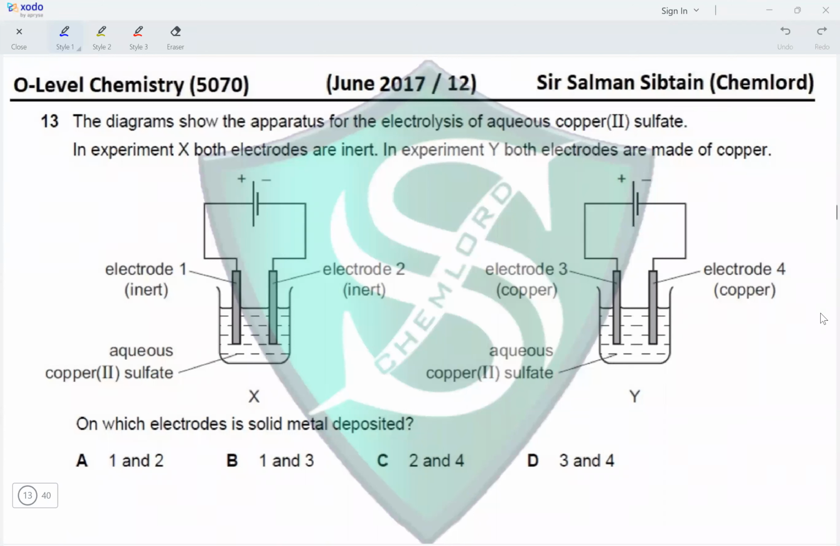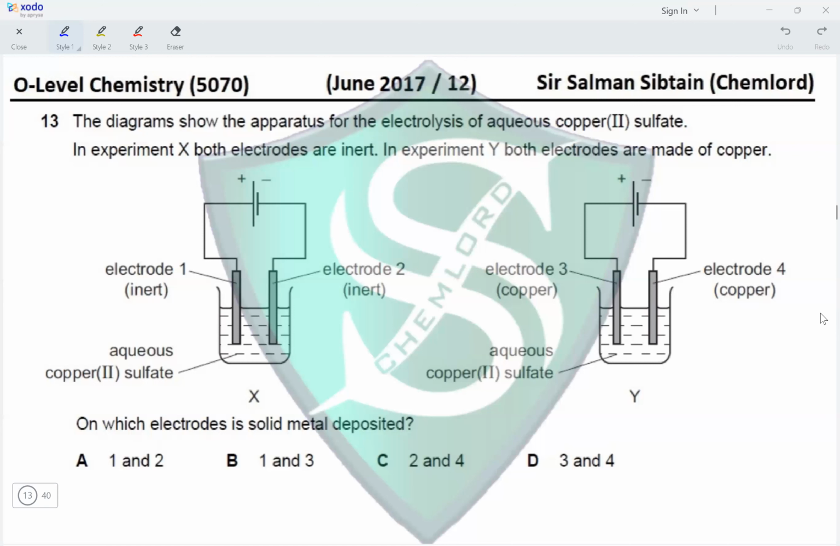Question 13. The diagram shows the apparatus for the electrolysis of aqueous copper 2 sulfate. In experiment X, both electrodes are inert. In experiment Y, both electrodes are made of copper. On which electrode is solid metal deposited? So since it is the electrolysis of aqueous copper 2 sulfate, copper is less reactive than hydrogen, so copper will be discharged in preference to hydrogen, and it will be discharged at the cathode because copper ions will accept electrons and will be reduced to copper metal.